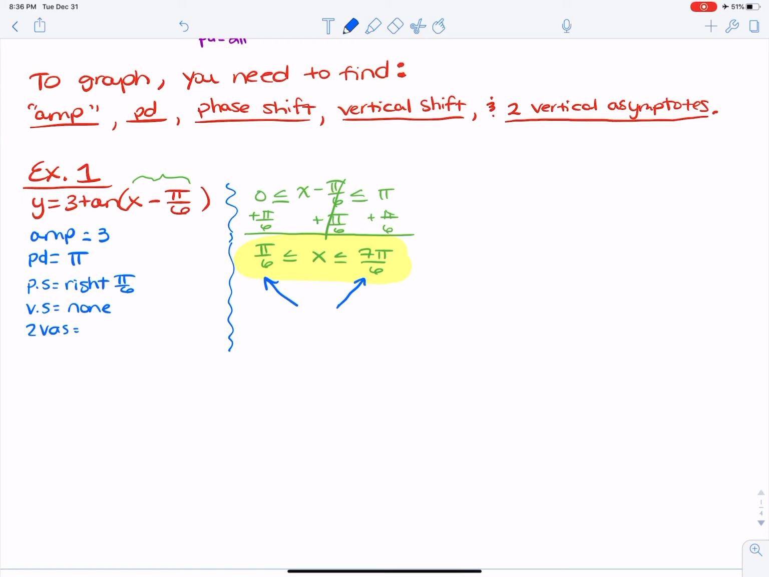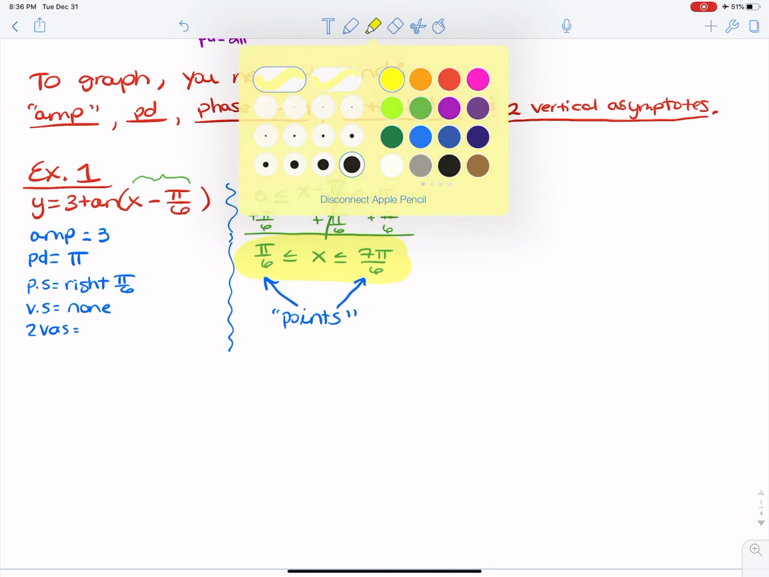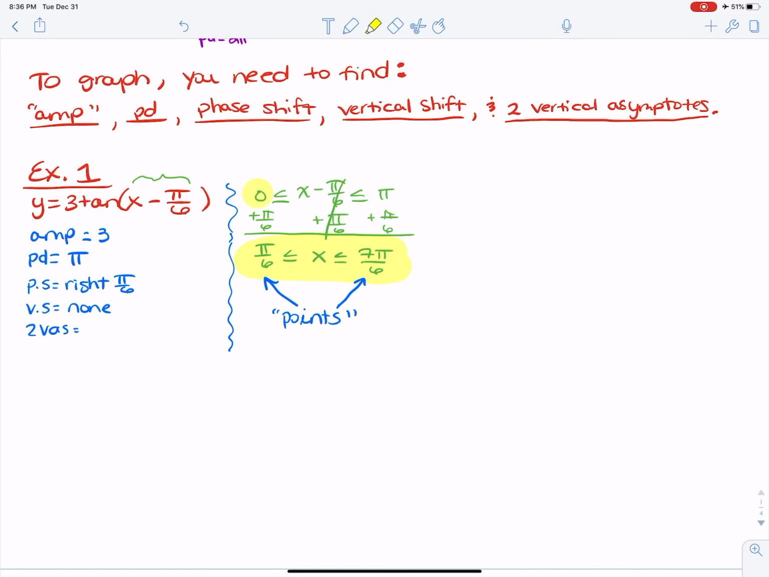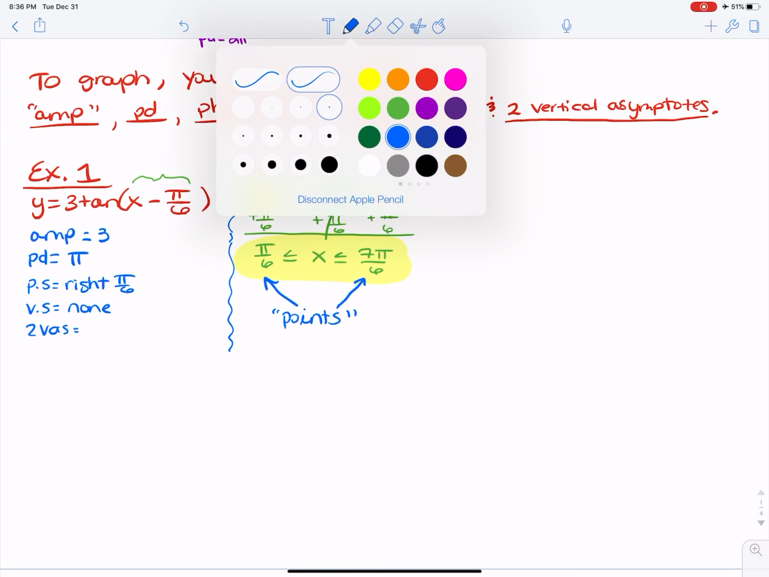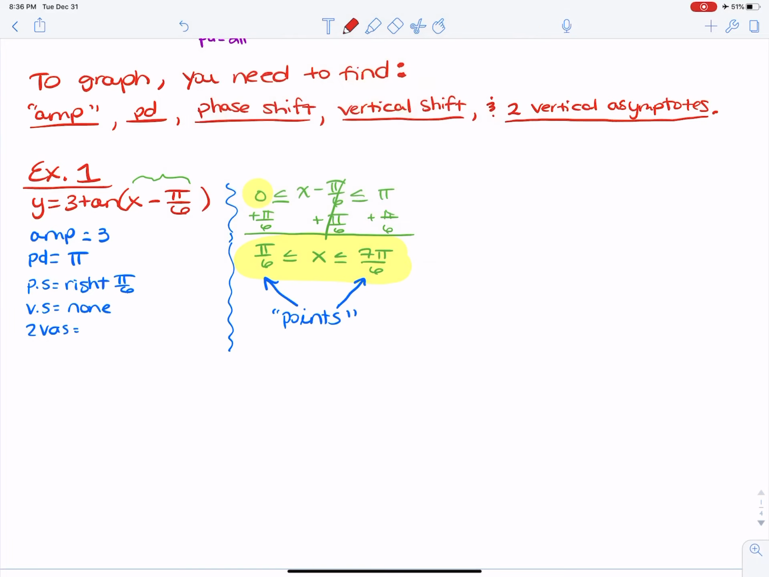Why is it our starting point for our points? Because this is the tangent function, and at 0, the tangent function begins at the points. At 0, the tangent function begins at the points. All right, so now let's graph it. That doesn't necessarily mean that's our asymptotes either. We need to graph this picture first, and then we can tell what the asymptotes are.